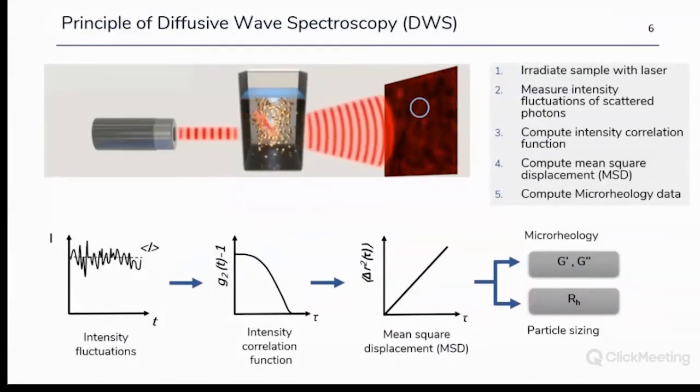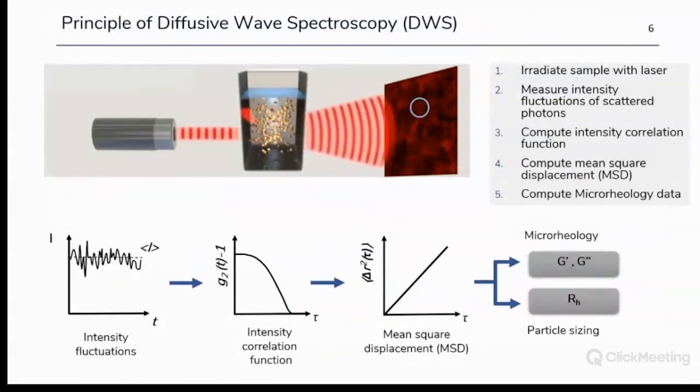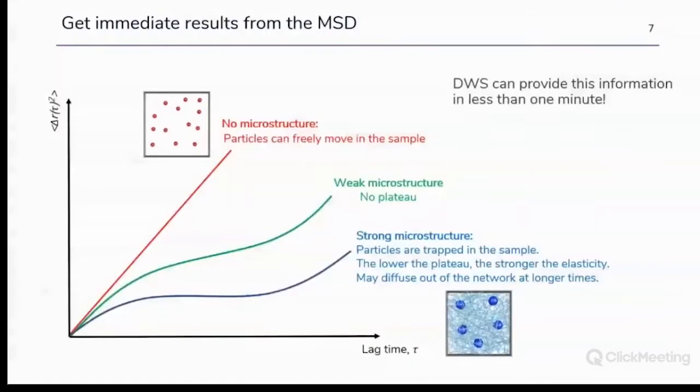If the size of our particles is known, we can then obtain the microrheology data, which are the storage and loss moduli that we will see later on, or in case we know that the sample is viscous and we know its viscosity, we can obtain the particle size. So let's analyze a little bit more in detail what information the mean square displacement bears.